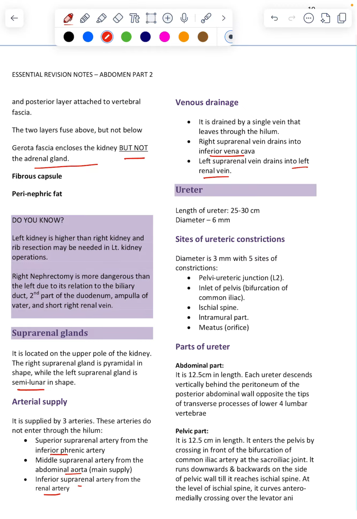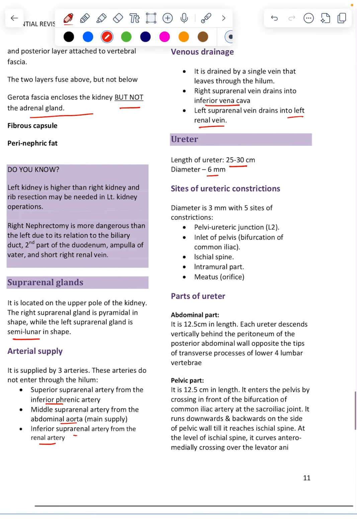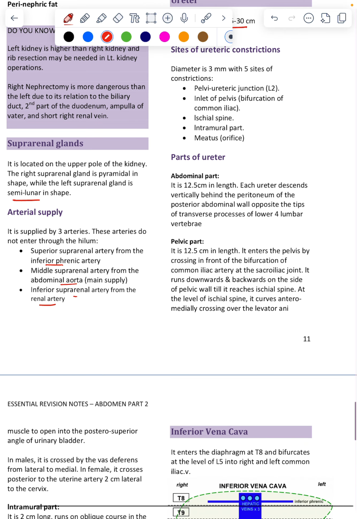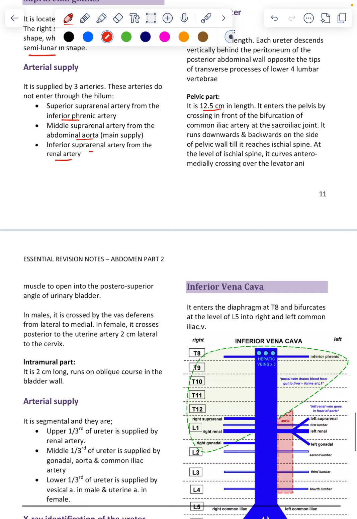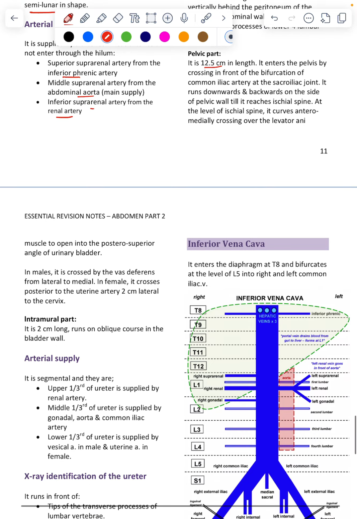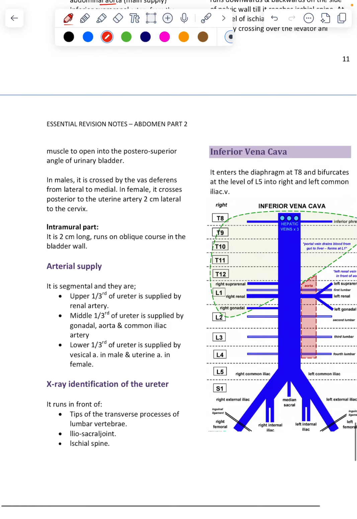The ureter is again 25 to 30 centimeters long, and its diameter is 6 millimeters. The sites of obstruction are the pelviureteric junction, the pelvic inlet, and the ischial spine, which is terminal. The abdominal part of the ureter descends behind the peritoneum. The pelvic part is 12.5 centimeters. It enters the pelvic cavity crossing the bifurcation. Then the intramural part is 2 centimeters.